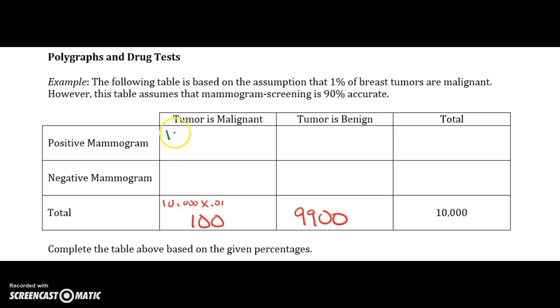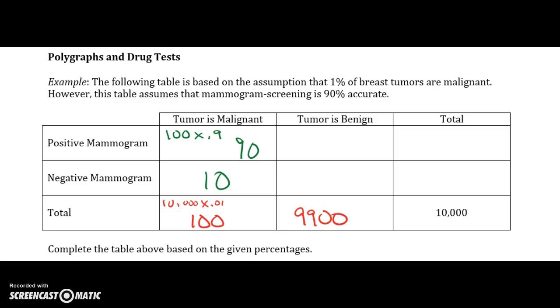Well, if there were 100 tumors and 90% accuracy, we can multiply the 100 by 0.9, and we end up finding out that we should detect or get a positive mammogram on 90 of the 100 women that actually have a malignant tumor. Then for negative mammograms, if we had 100 females that do have a malignant tumor and 90 of them test positive, that means that 10 of them will test negative.